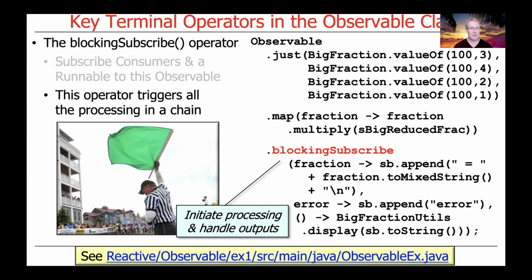And here's a simple example we'll be taking a look at later when we get to the case study at the end of this lesson, where we're going to use the Observable just factory method operator to generate 4 big fractions. We're then going to use the map transforming operator to multiply each of those big fractions in that observable stream by a large constant. And then we're going to use blocking subscribe to initiate the processing and handle the various outputs.